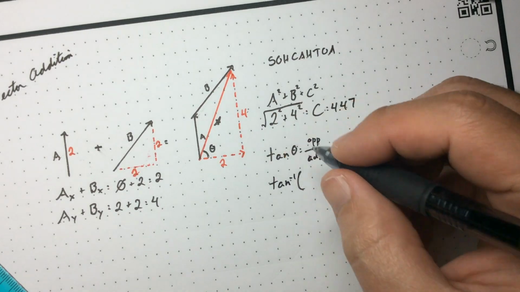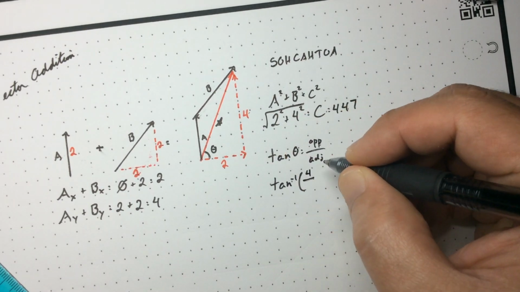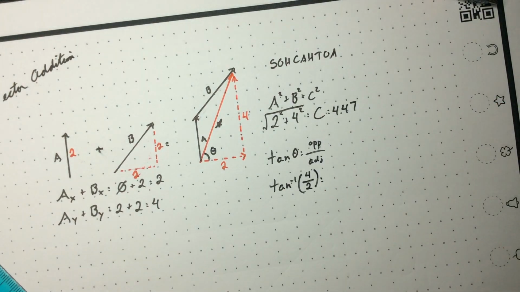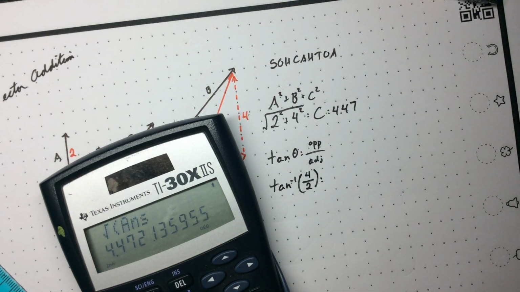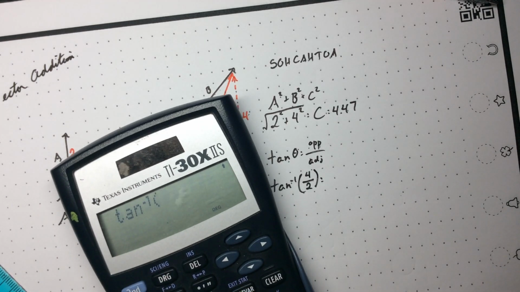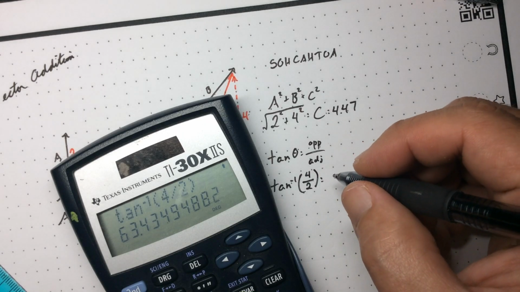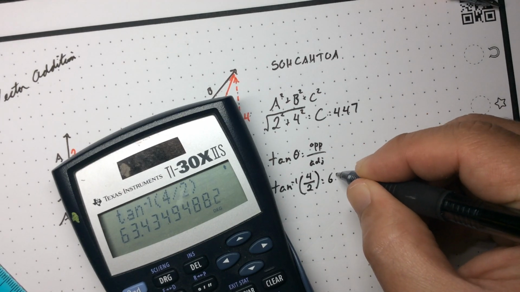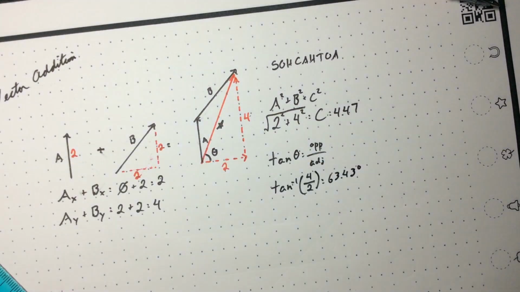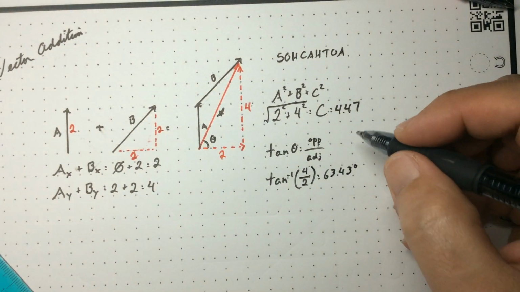So I want to plug in the ratio of opposite 4 divided by adjacent 2. Okay, and that's just going to be 2. And so the tangent inverse of 4 over 2 is going to be equal to about 63.43 degrees. So 63.43 degrees will be the angle here, and that will be almost good enough.